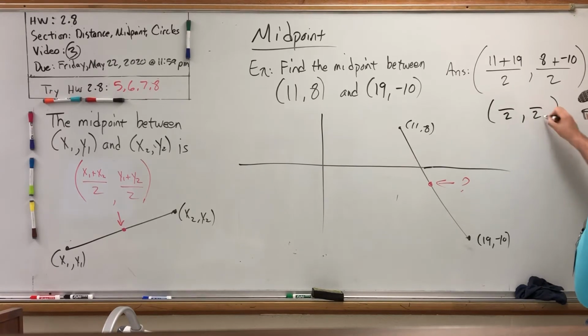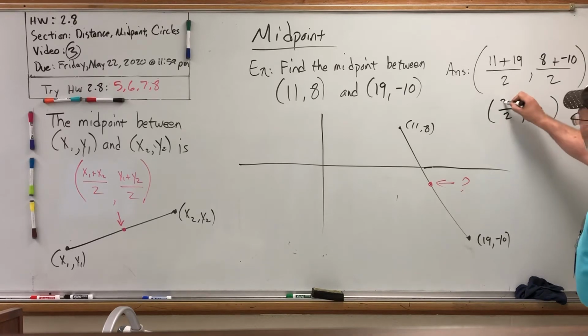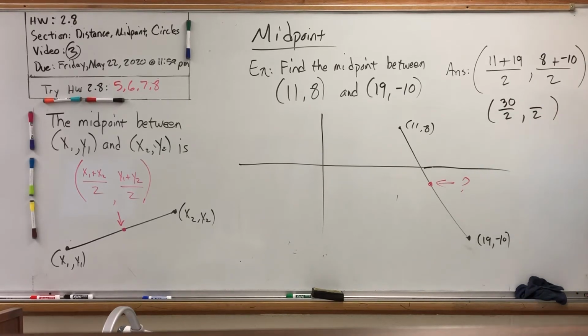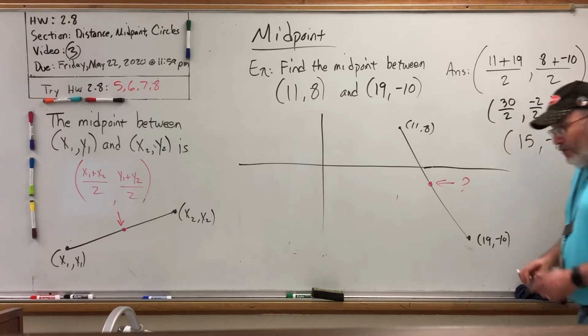Let's do the addition first. In the x coordinate, 11 plus 19 is 30. And in the y-coordinate, 8 plus -10 is -2. So if we divide both of those by 2, we get 15, -1, and it was indeed below the x-axis. That's really all there is to midpoint.